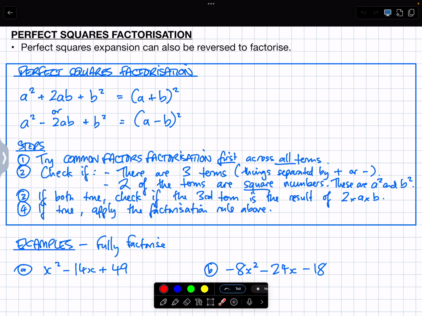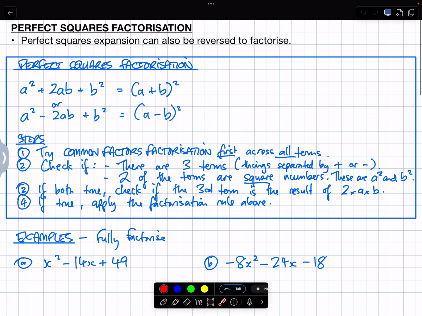All right, perfect squares factorization. We did perfect squares expansion last week. Now we're going back the other way. We're factorizing and putting the brackets back. So these rules you got last week, but they were the other way around. So this bracket would have been on the other side.